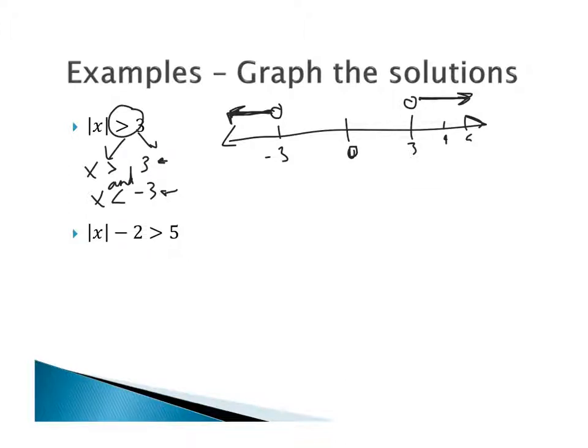So let's try the next one. It's the same one, except I switched the sign again. So now I get the absolute value of x is greater than 7. Split it into 2.